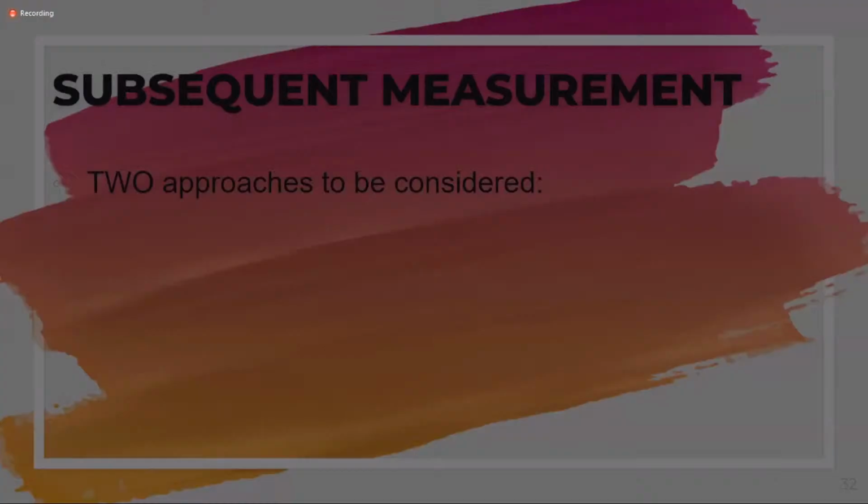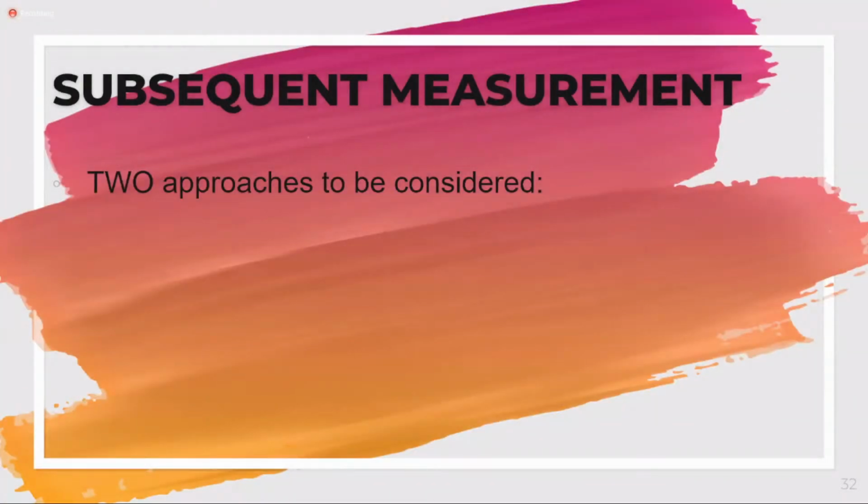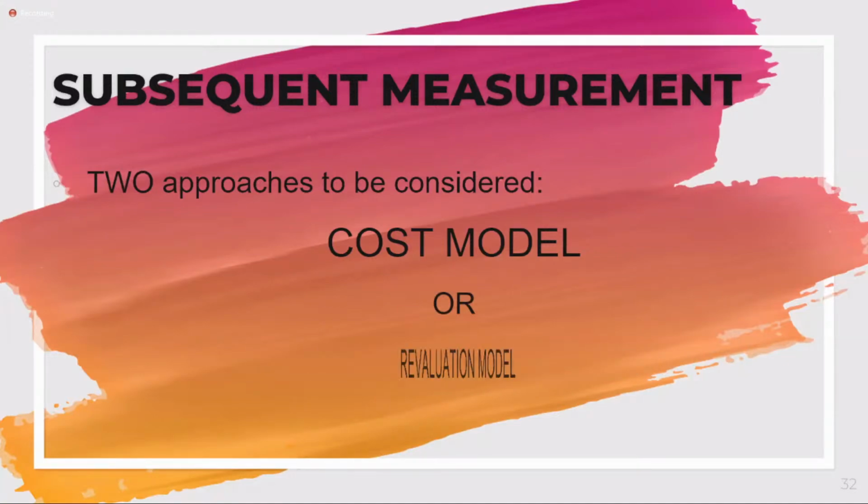Okay, next part. Subsequent measurement. So subsequent measurement will be the measurement after the initial. So initial will be the first year, second year above will be the subsequent. So subsequent measurement for PPE, we have two approaches. Okay, the two approaches is the cost model. Whether the company wants to choose is up to the entity itself, the cost model or the revaluation model.